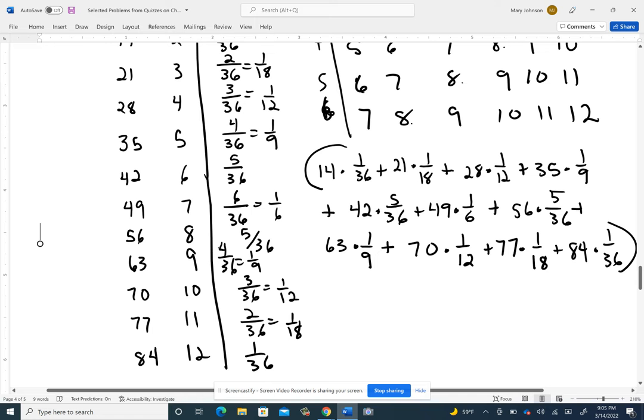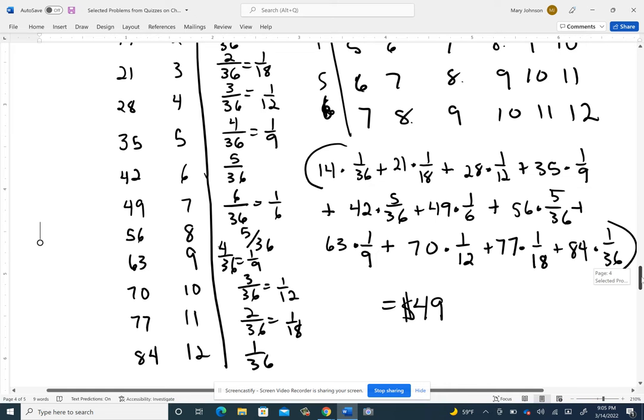Let's see, it was on 63. Okay, so plus 70 times 1 out of 12. 77 times 1 out of 18 plus 84 times 1 out of 36. And I wound up with 49. Okay, once I did all of that, that equaled 49. Okay, so that would be $49 would be my expected payoff.